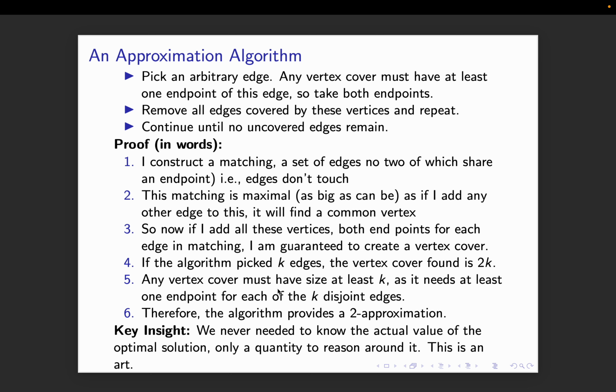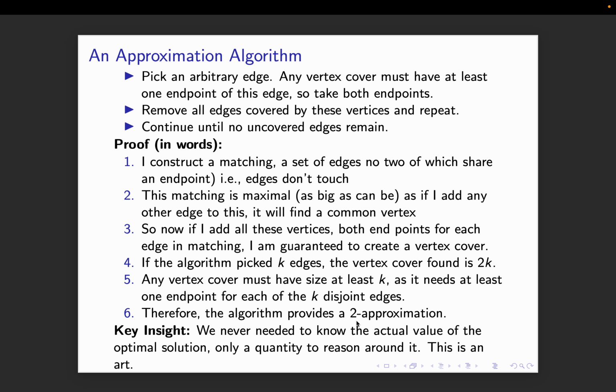So if there are k edges, there needs to be at least k vertices in my vertex cover, because if I do not pick k vertices, there will be one edge for which both of the endpoints are not selected, and that is not a vertex cover, right? So it has to have k disjoint edges, and my vertex cover found is of size 2k. So therefore, at worst, my vertex cover is two times as bad as the real solution.